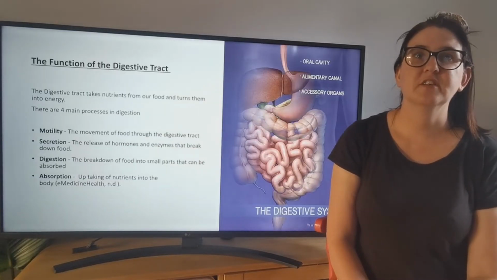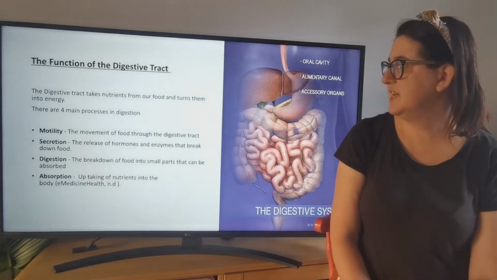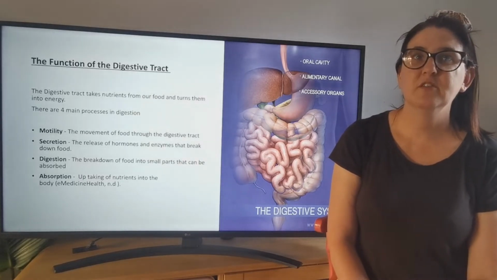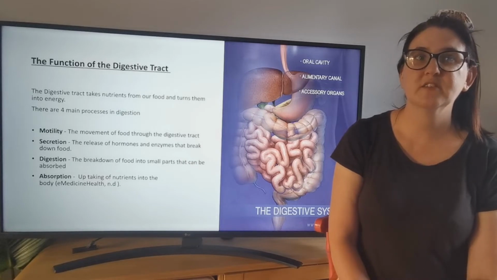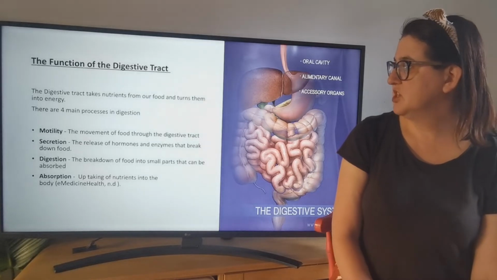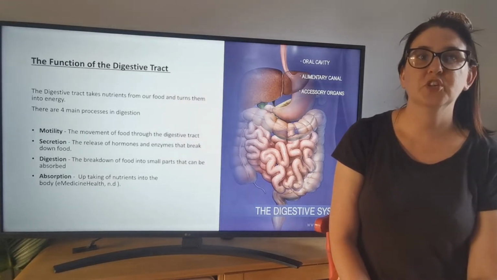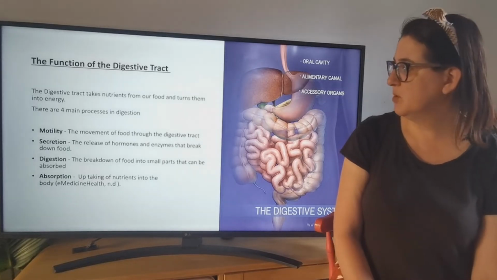The digestive tract takes nutrients from our food and turns them into energy. There are four main processes in digestion: motility, the movement of food along the digestive tract; secretion, the release of hormones and enzymes that break down food; digestion, the breakdown of food into small parts that can be absorbed; and absorption, the uptaking of nutrients into the body.